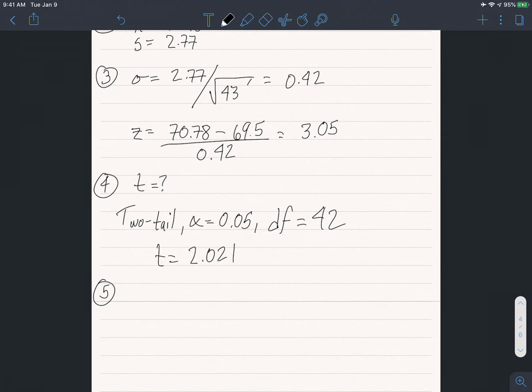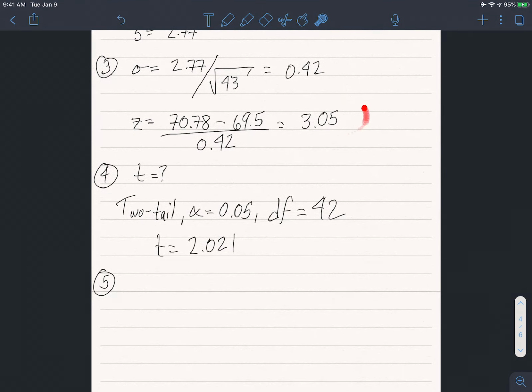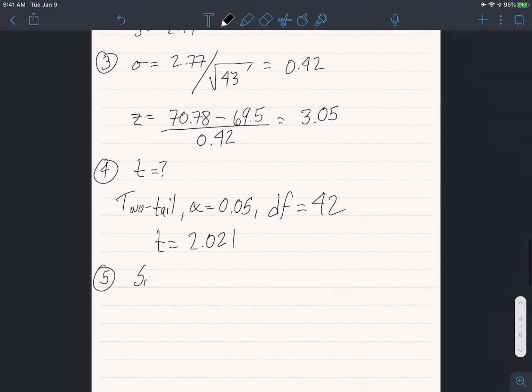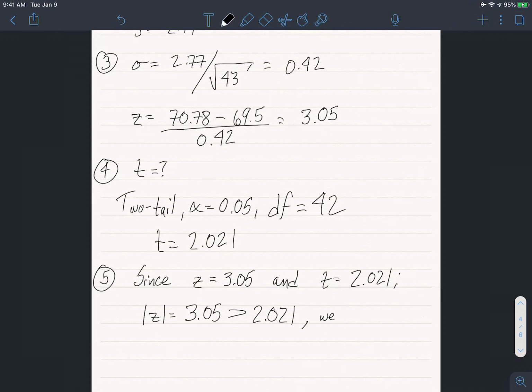So Step 5, we compare the absolute value of our z-score with our t-score, our threshold. Since z is equal to 3.05 and t is equal to 2.021, the absolute value of our z-score, absolute value of 3.05, is just 3.05. Compare that to 2.021. Which one's bigger? The 3.05. When our z-score is bigger than our threshold, we reject the null hypothesis.